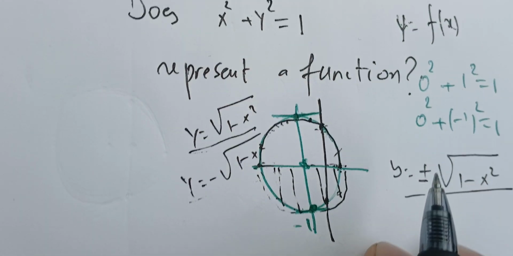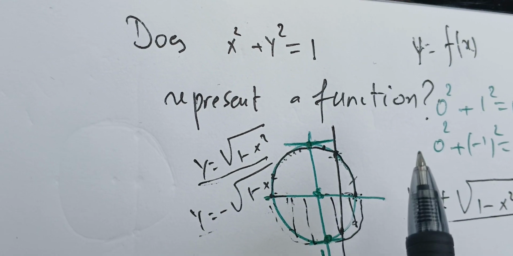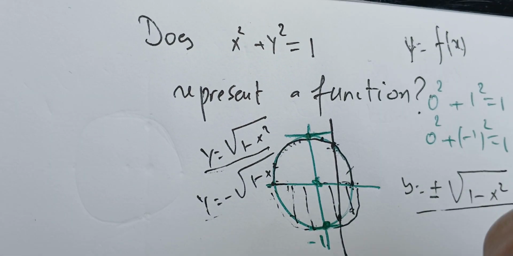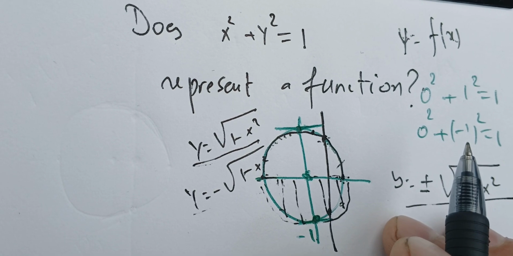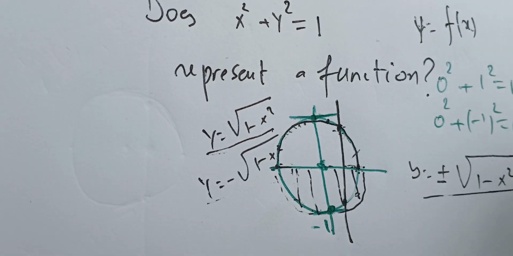So overall, this is not a function because we found one element that can be related to two images. Okay, and which is the easiest one is 0.